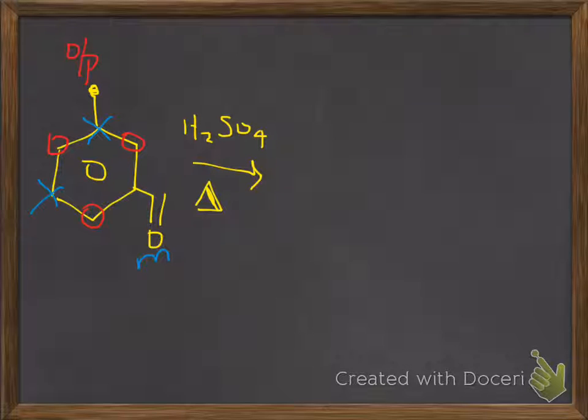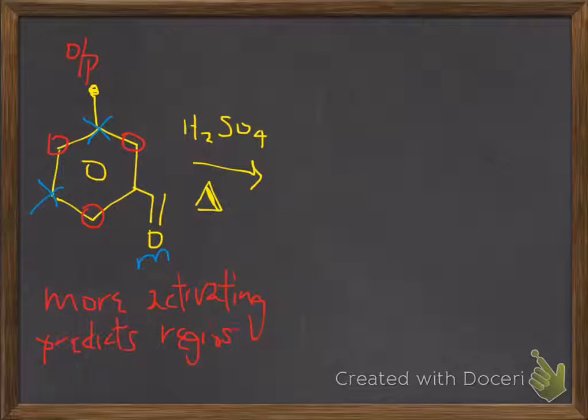The one that predominates in this example is going to be the one that is more activating. So the more activating group predicts regioselectivity. Now, that means it's going to be the OP. So of the three possible OP positions, we're adding this large sulfonyl group to it. Which of these three positions is most likely going to be the best of the three?